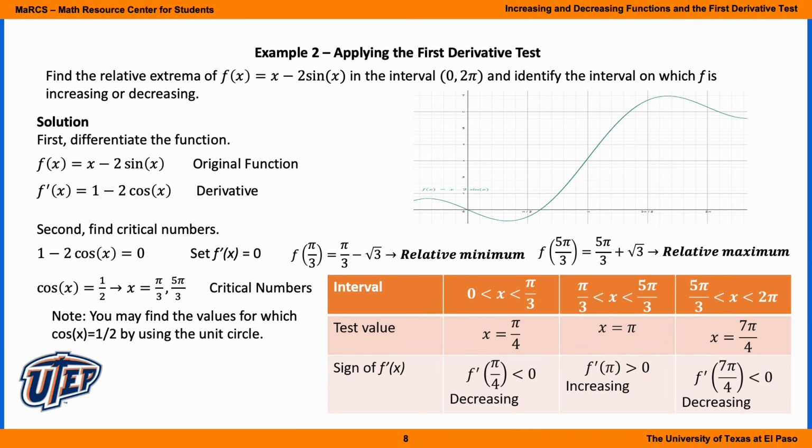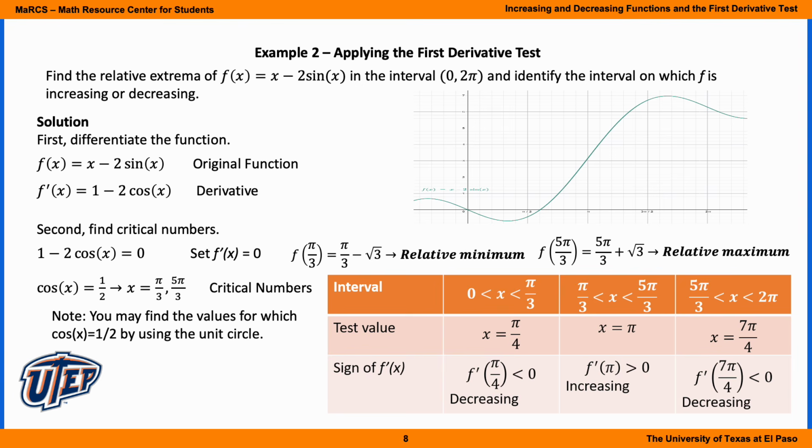So we're given the function f of x is equal to x minus 2 sine of x, and we're told to find the relative extrema in the open interval 0 to 2 pi, and we're also told to identify the interval on which f is increasing or decreasing. So the first step is to differentiate the function. So our original function f of x is equal to x minus 2 sine of x. So f prime of x, our derivative, is equal to 1 minus 2 cosine of x.